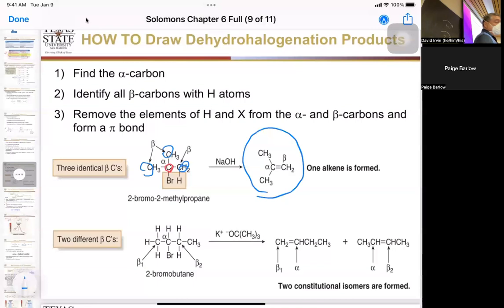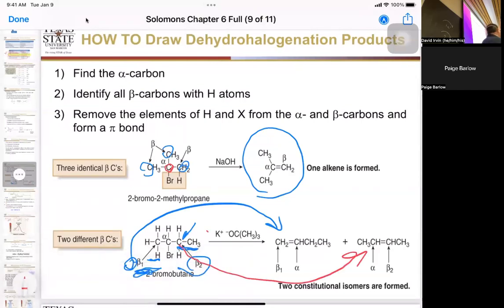Okay, what if we have 2 different possibilities here? So this beta hydrogen is different because it has a CH2, CH3. This beta hydrogen is different because it's only a CH3. So we have CH2 on one side and a CH3 on the other. So that means we can form 2 different products, right? We can form an elimination product with beta 1, which would give us this. So the alpha carbon is going to form the double bond with the methyl group, giving us this product. Or we can go to this one and form this product.